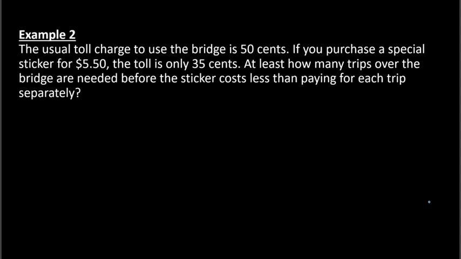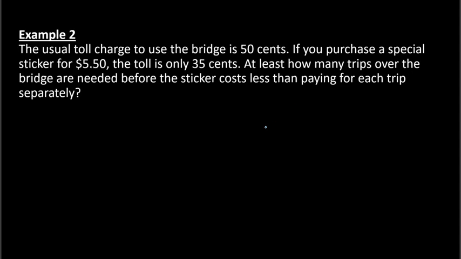If you purchase a special sticker for $5.50, the toll will be cheaper and will only be 35 cents each time you cross. So the question is, at least how many trips over the bridge are needed before the sticker costs less than paying for each trip separately?